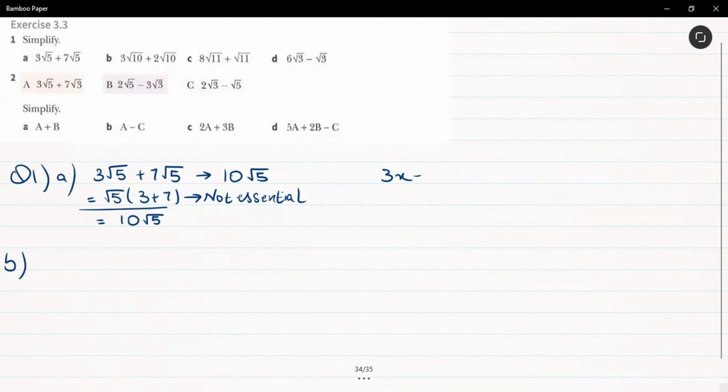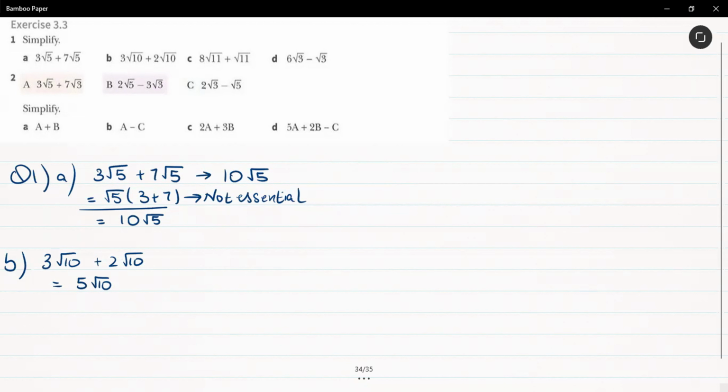Okay, for part B, we have 3 under root 10 plus 2 under root 10. Again, the simple thing: 3 plus 2, what is it equal to? 5, and we write under root 10 as it is. Basically, we're doing that because it's multiplying. If it were adding here, that would be another case. But right now it's multiplying here. So just simply write it down.